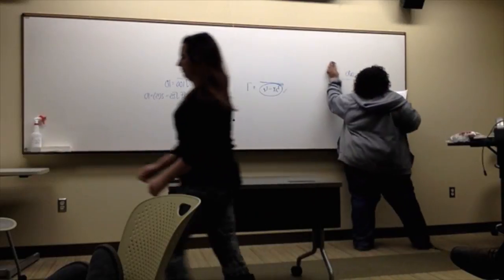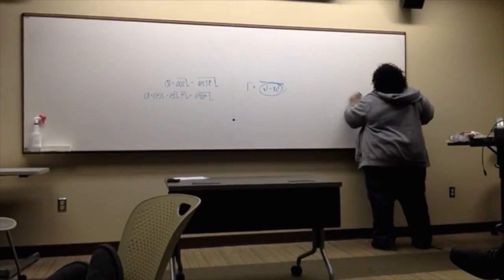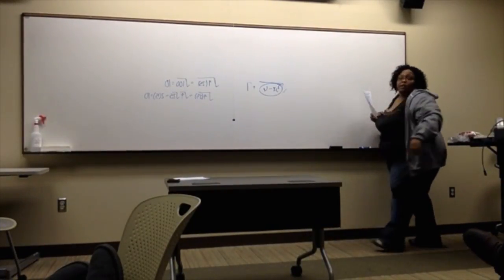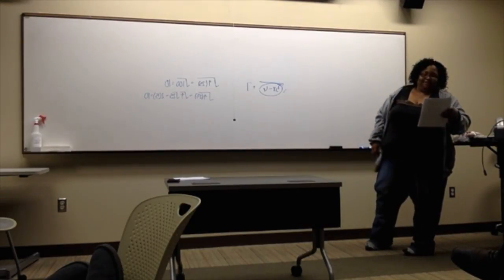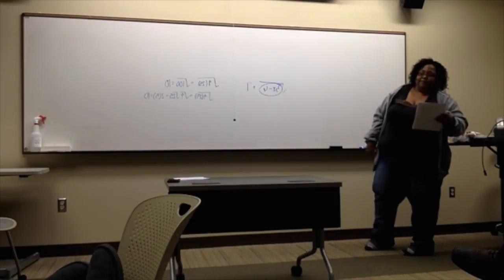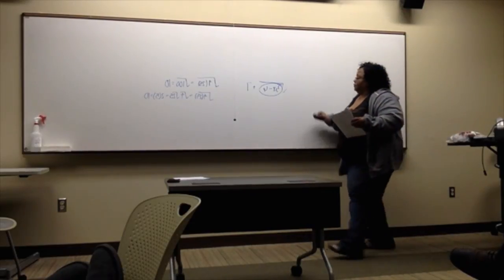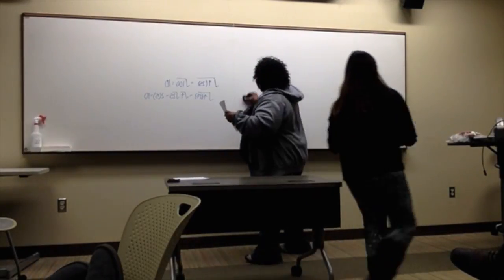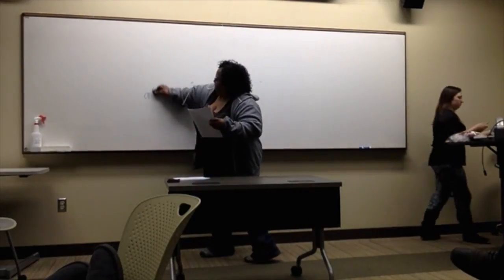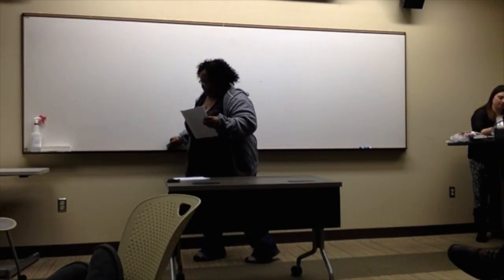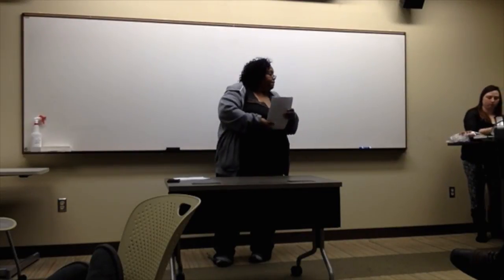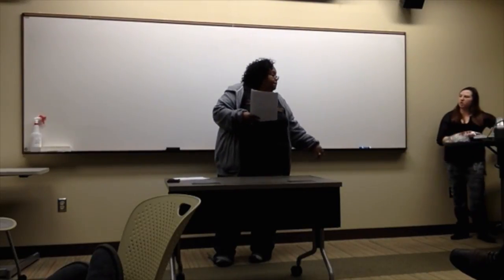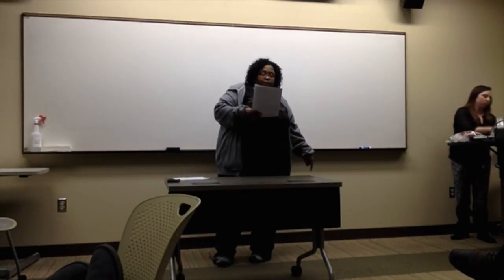Next, we're going to talk about the simplest form of a square root. Heather, do you want to read that for me? An expression containing square roots is in simplest form when 1. The radicand has no perfect square factors other than 1. 2. The radicand has no fractions. Or 3. There are no square roots in any denominator.